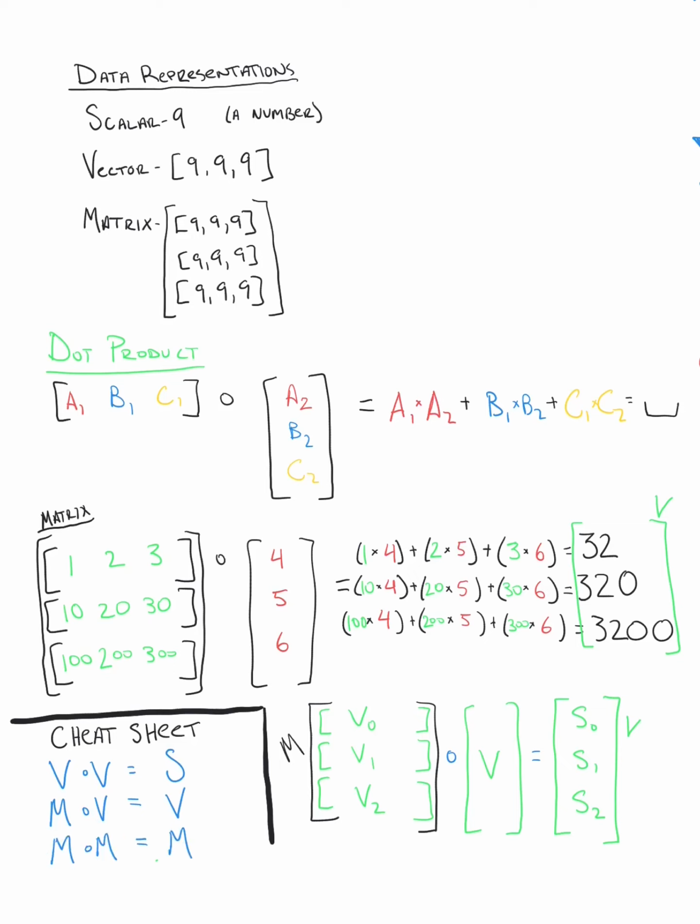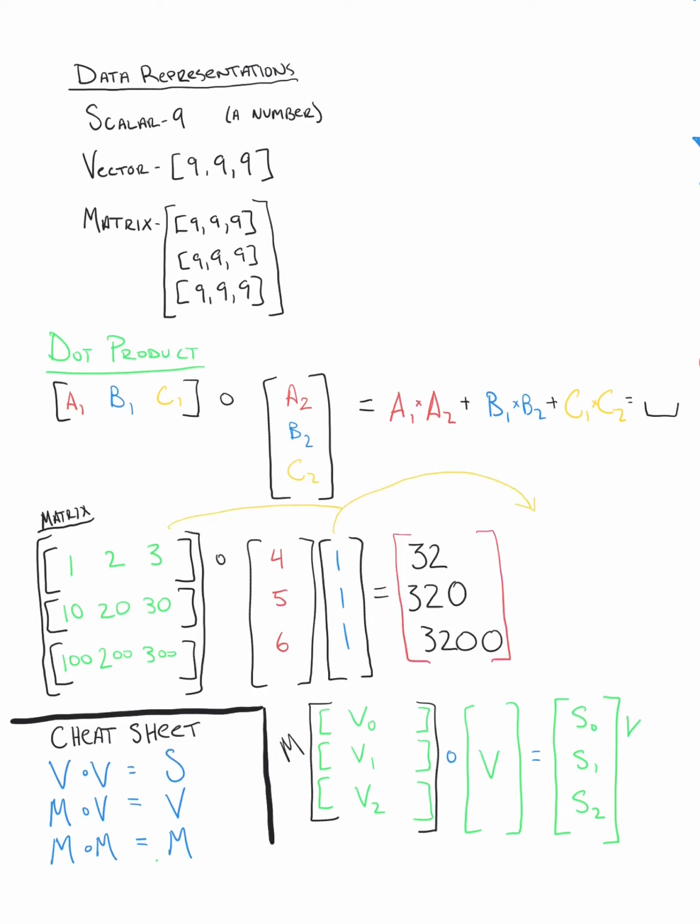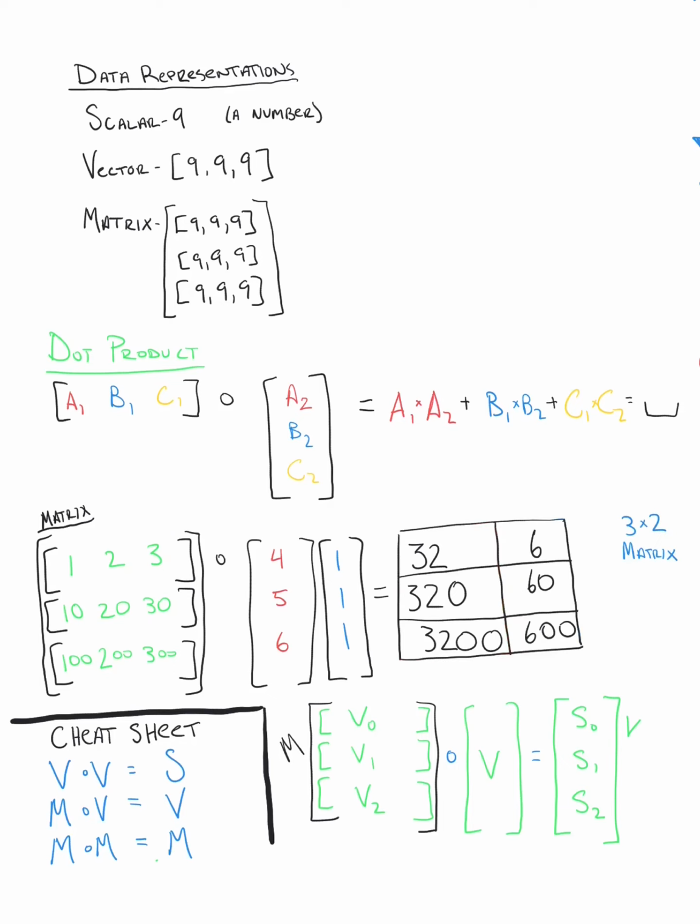To demonstrate a matrix dot matrix, we can just add a column vector to our original example, which follows the same process as the initial column vector, but creates three new scalar values and a new vector output, which can now be viewed as a 3 by 2 matrix. A 3 by 2 matrix is a matrix that has three row vectors and two column vectors.